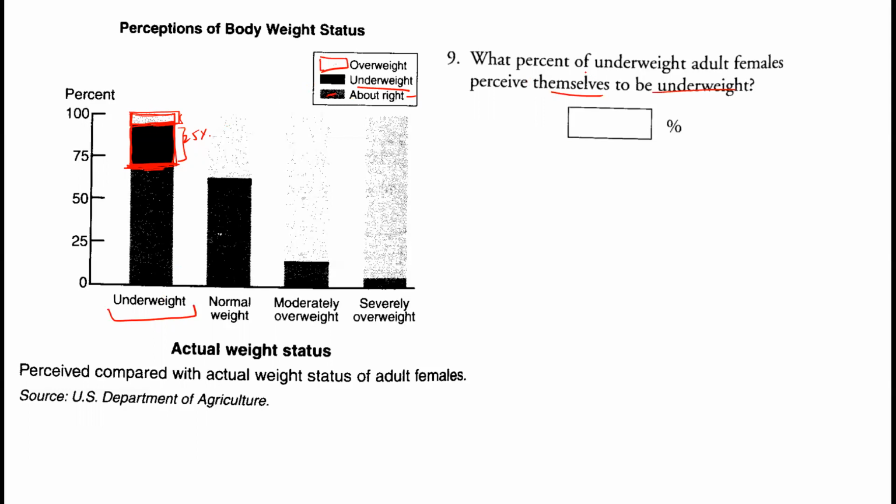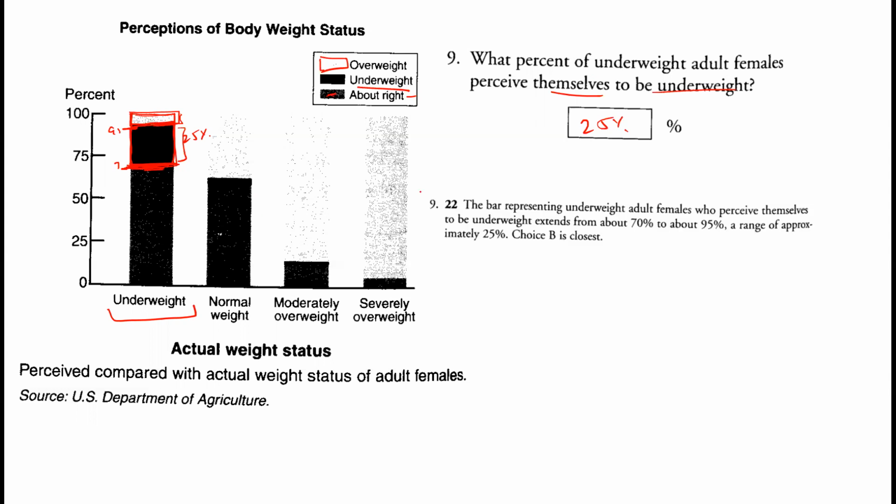So what percent of underweight adult females perceive themselves to be underweight? This is approximately 25%. So this might be like 60, 70, and this would be approximately 95, so approximately 25%. Even though they have written 12, there's no way you can come up with a precise answer.